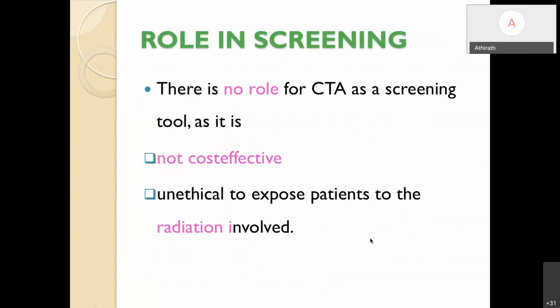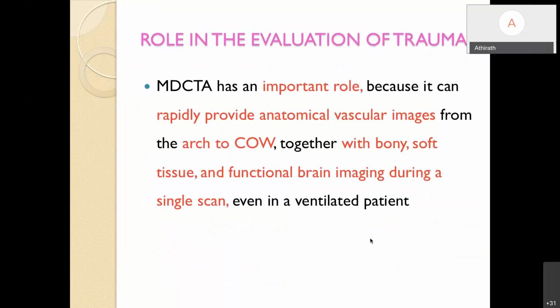Now, coming to its role in screening, there is no role for CT in screening, as it is not cost effective and there is a high risk of radiation exposure. In trauma, CT plays an important role because it can provide important anatomical vascular imaging from arch to circle of Willis, giving good anatomical imaging in relation to bony and soft tissue structures.